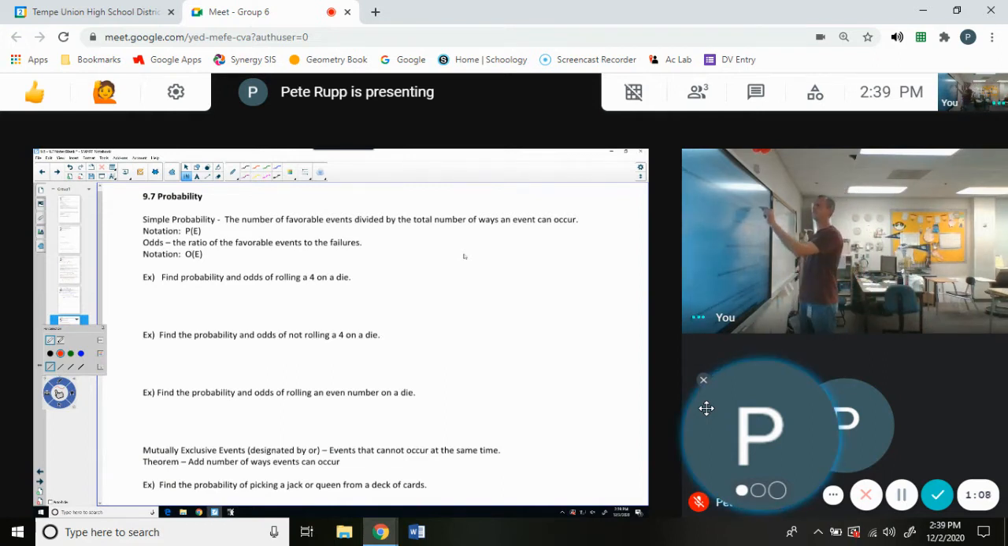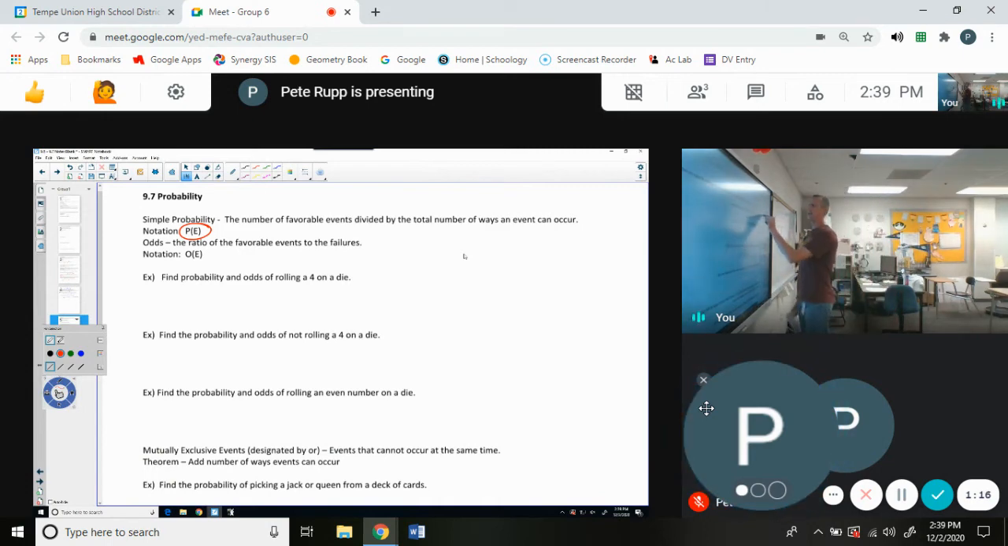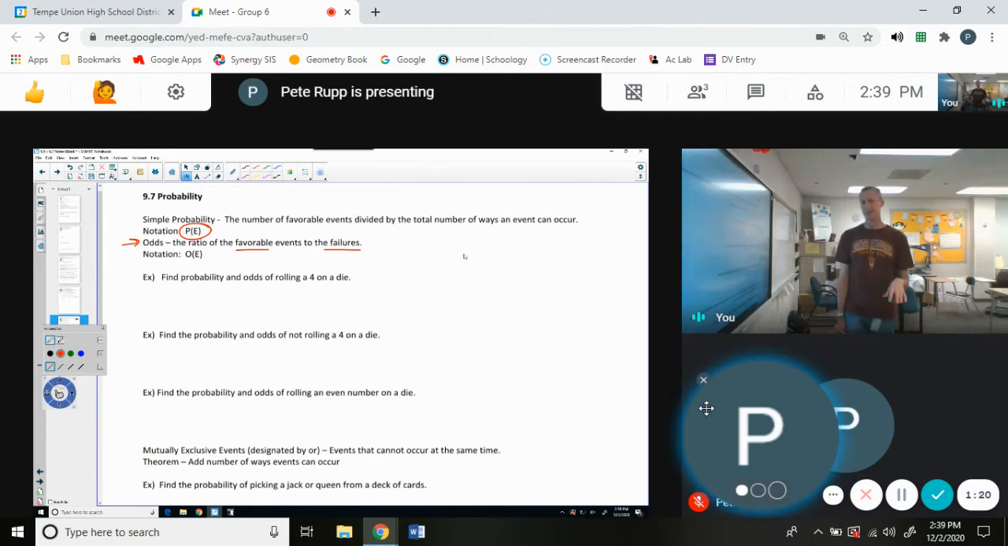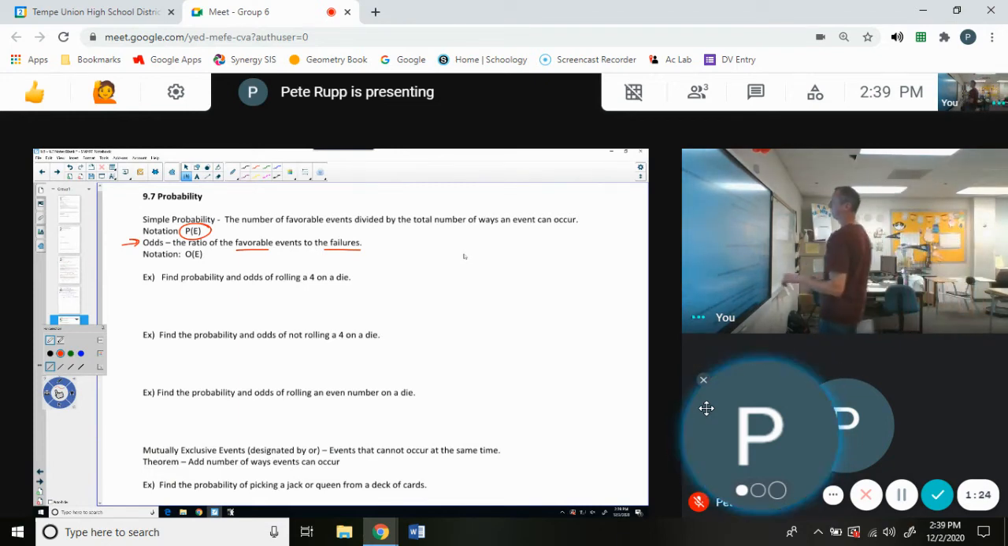A little bit about the notation. Standard notation for probability is P of E. The E stands for an event. So P of E, probability of an event occurring. Odds are the ratio of the favorable to the failures. So odds are a little bit different than probability, but you guys are going to see there is a relationship there. Notation for odds is O of E, so odds of the event.